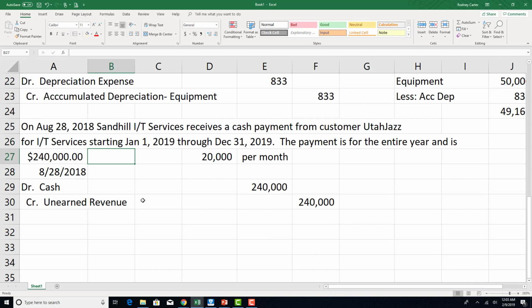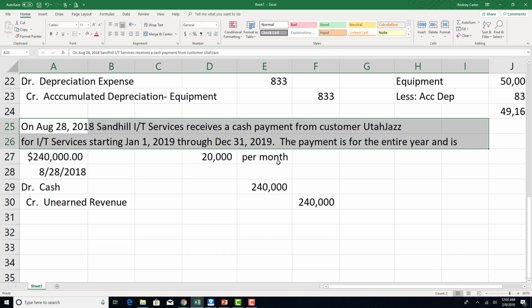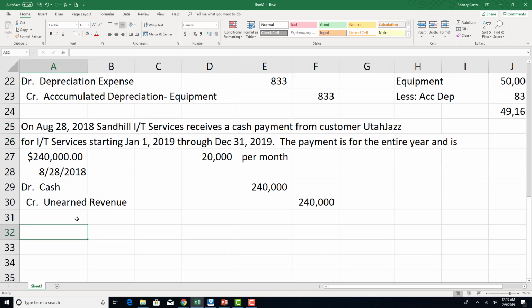So when is the first date that Sandhill will have earned revenue? You guessed it. It's January 31st, 2019. Because accounting periods are monthly, quarterly, and yearly. While we could be making these changes during the month, we're not going to make a daily journal entry recognizing the daily revenue we've earned. We're going to wait till the end of the month and make this adjusting entry. That's why we do adjusting entries.